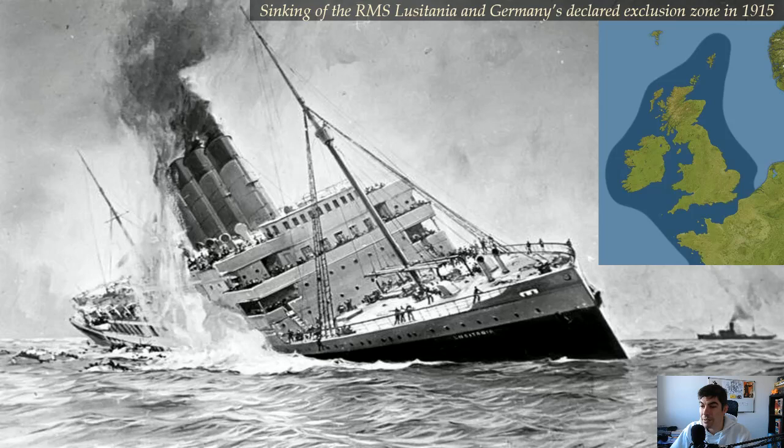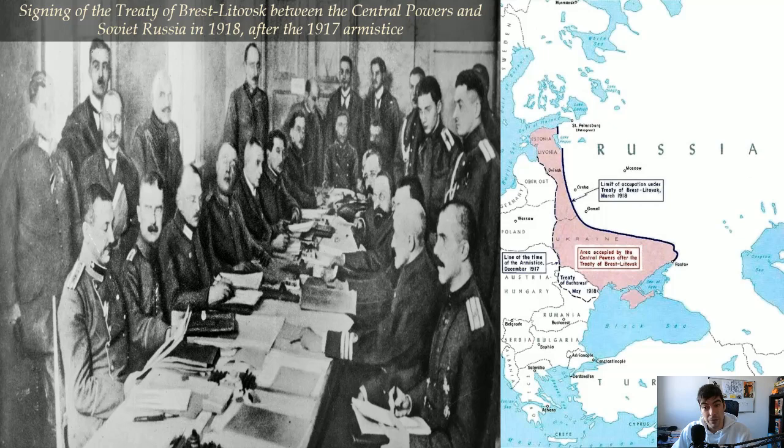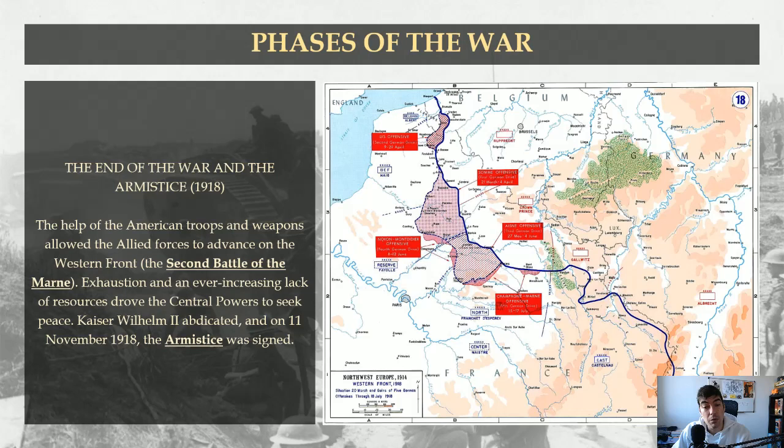This is the signing of the Treaty of Brest-Litovsk between the Central Powers and Soviet Russia, because the Bolsheviks were already in power, in 1918, after the armistice that was signed in the previous year. The Germans, the Central Powers, mostly the Germans, had advanced all of this, into the heart of the Russian Empire. And finally, the end of the war and the armistice in 1918.